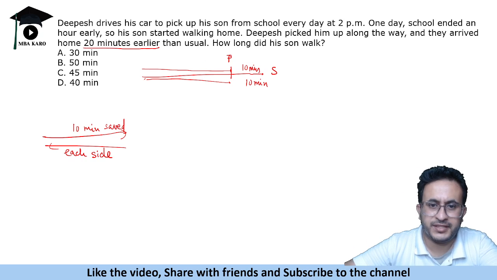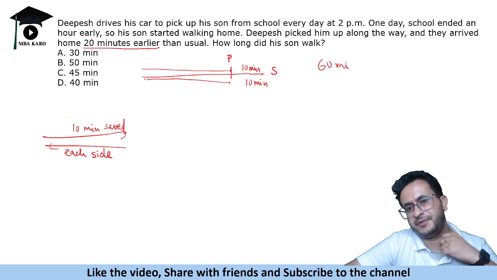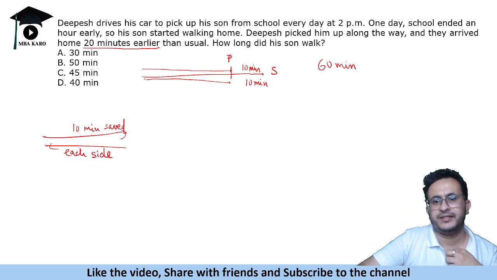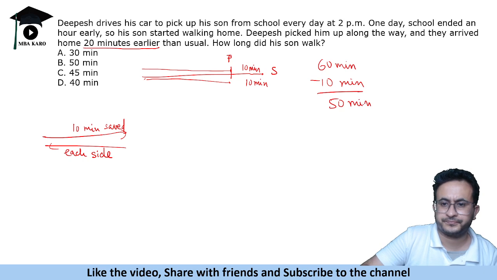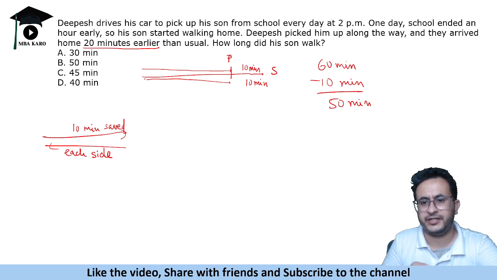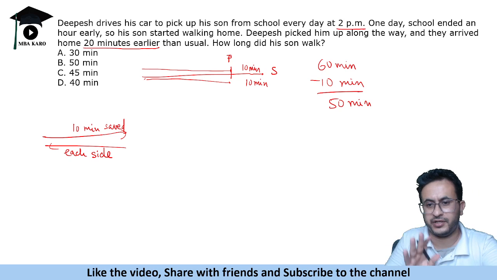So that means the time difference is 60 minutes, and in 10 minutes the person would have covered that distance. So this means the boy walked for 50 minutes. Let's take the time as given, right? Even if the time is not given you could solve it.